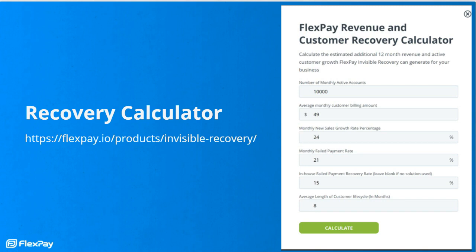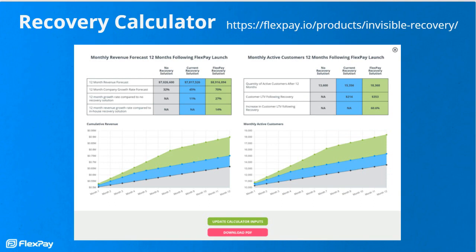And so the calculator will provide back to you a forecast. It will both calculate, if you're using an in-house recovery method, how much additional revenue you're likely recovering as a result of the future payments that are recovered. It'll also calculate how much additional revenue the FlexPay Invisible Recovery solution is able to deliver. So in this example, with these assumptions, we can see not only is that FlexPay delivering over $2 million of additional revenue compared to a company with no solution, but even if their in-house recovery solution is in place, an extra over $1 million, but the growth rate of the company is actually accelerated as a result of this.